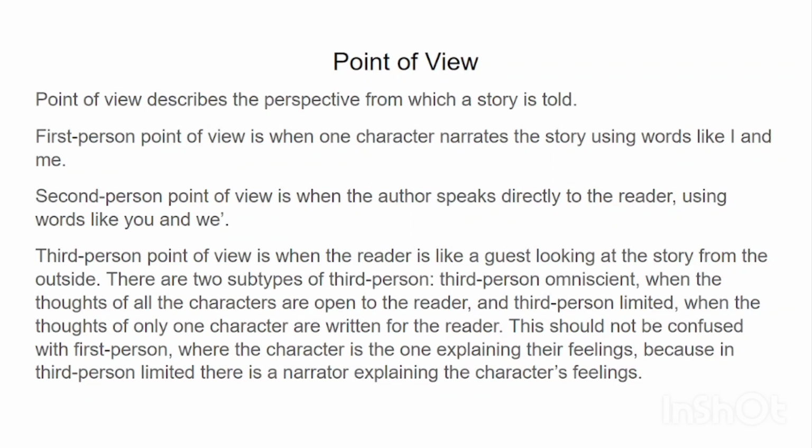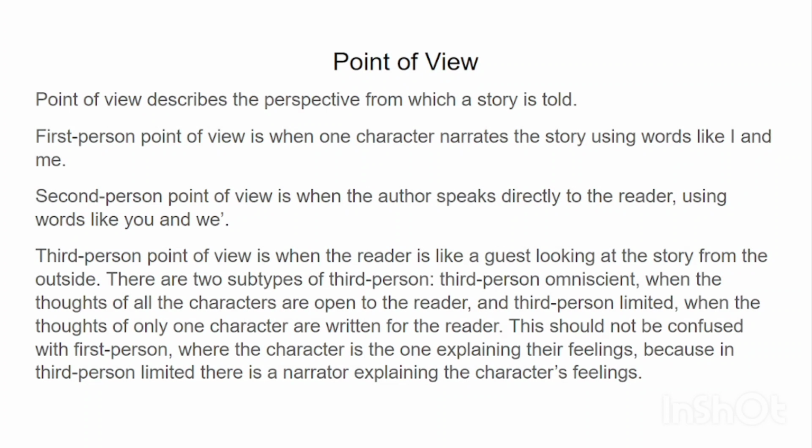So a point of view is the perspective from which the story is told. So is it told from a first person perspective, which is when the author uses the words I and me? So first person point of view is when one character narrates the story. One character narrates the story, right? Second person point of view is when the author speaks directly to the reader, using the words you and we. Third person is when the reader is like a guest looking at the story from the outside. And this has two subtypes.